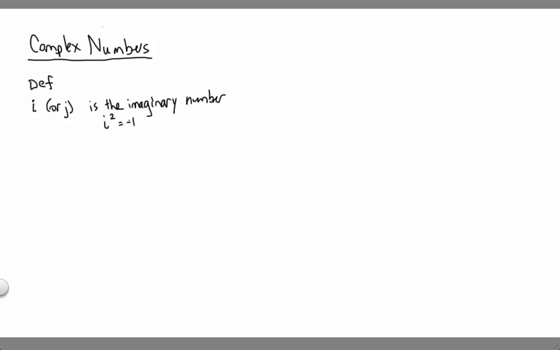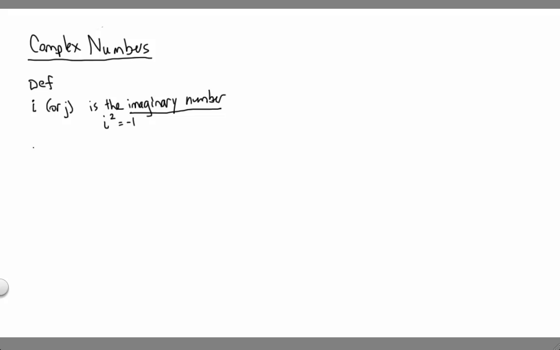Now you're free to use i or j, whatever symbol you're most used to. In engineering, it's pretty common to use j. In math, it's pretty common to use i. I'm going to stick with i just because that's consistent with the course pack, but as I mentioned, feel free to use either. They're interchangeable. Okay, so that's what an imaginary number is: i squared is equal to -1.